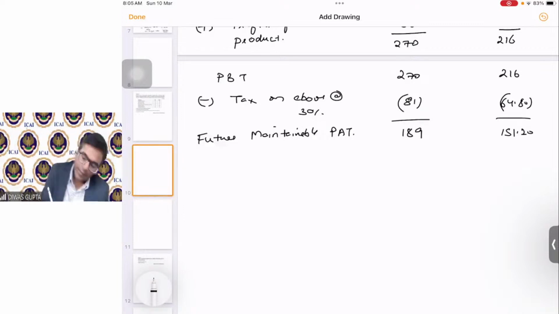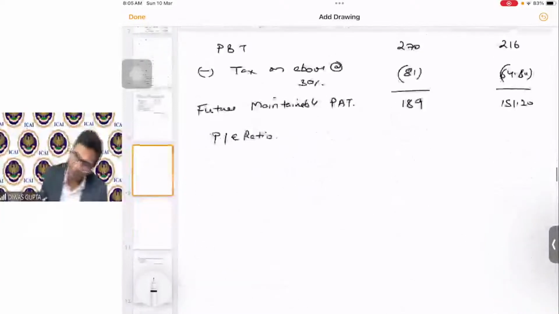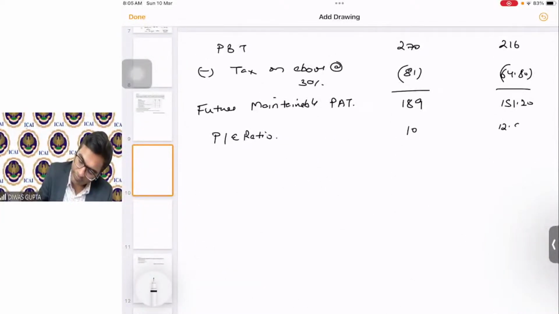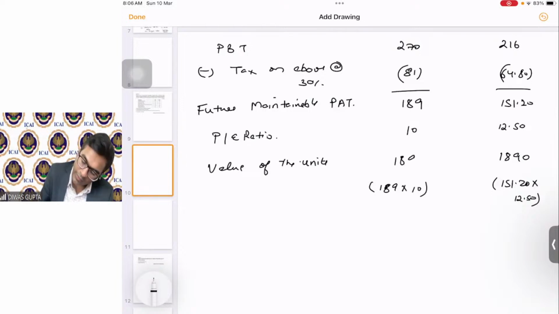Correct, students? Now the PE ratio is how much? 10 and 12.5. So 151.2 into 12.5 gives us 1890. This is the value of the units, and this will be 189. Let me put it how I have calculated: 151.20 into 12.50. Similarly, 189 into 10. So this also becomes 1890.